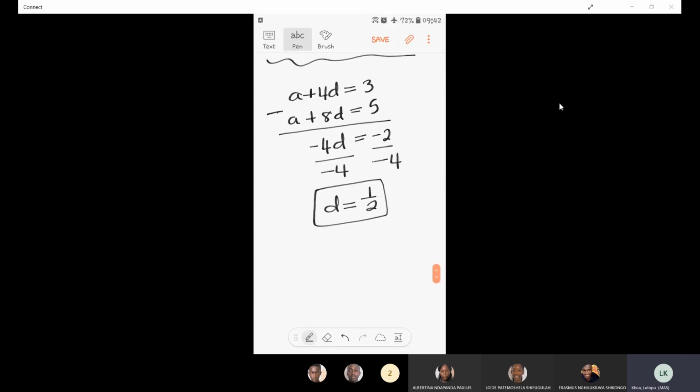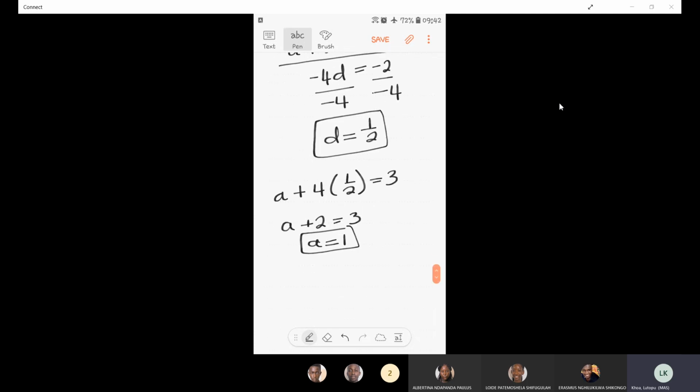And then I will substitute D into the first equation. So I have A plus 4 times half. This is equal to 3. So I have A plus 2 is equal to 3. This means that A is equal to 1. So I solve for A and D, which is what I was asked to do.